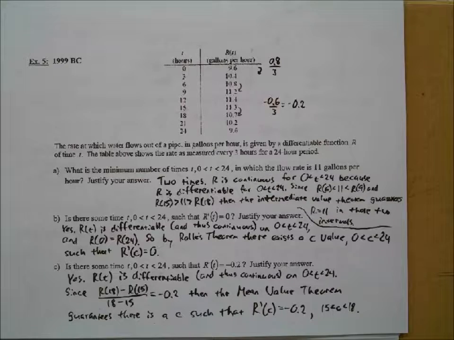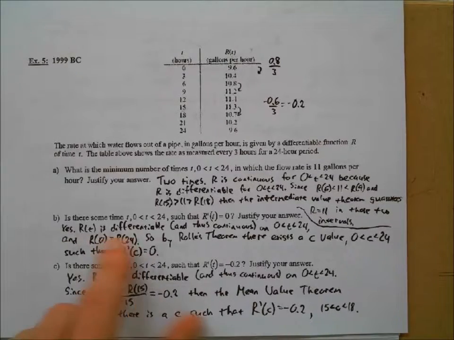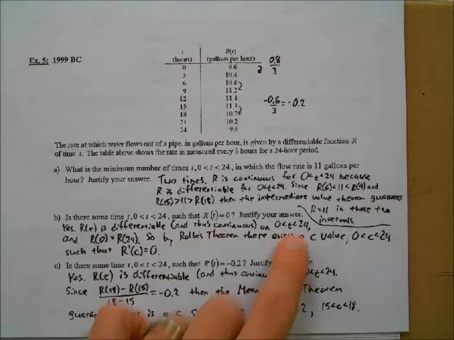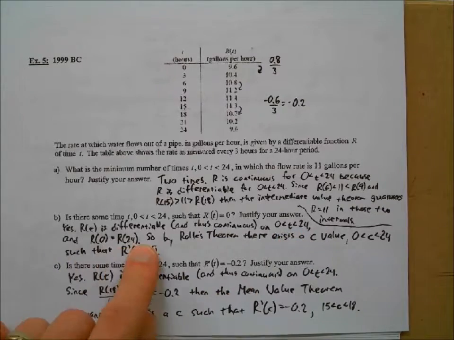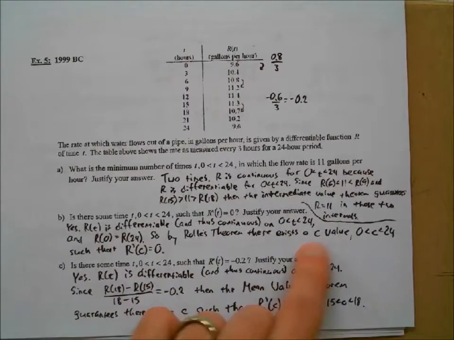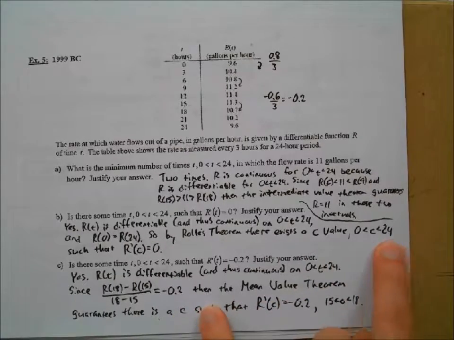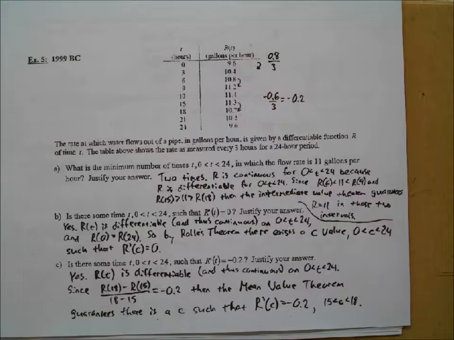So once we've established these three things, r of t is differentiable and thus continuous on the interval, r of 0 is equal to r of 24. So by Rolle's theorem, there exists a c value, 0 less than c less than 24. So in other words, c is between 0 and 24, such that r prime of c equals 0.